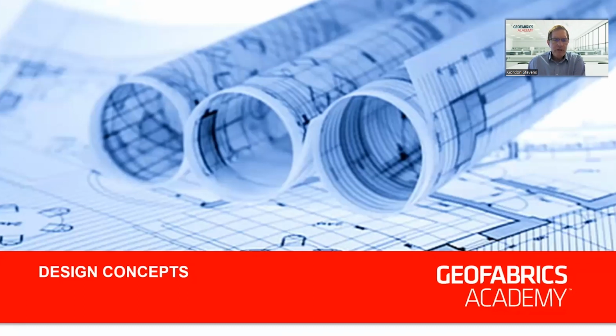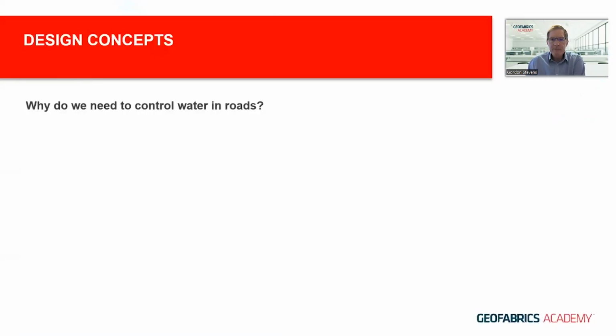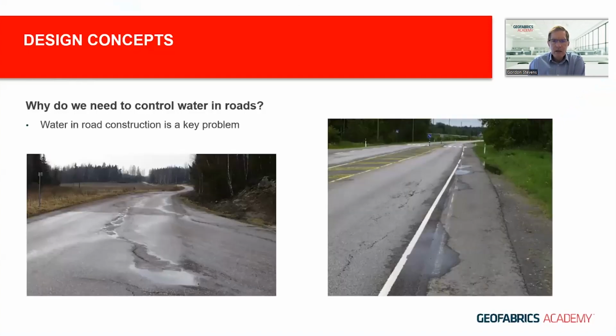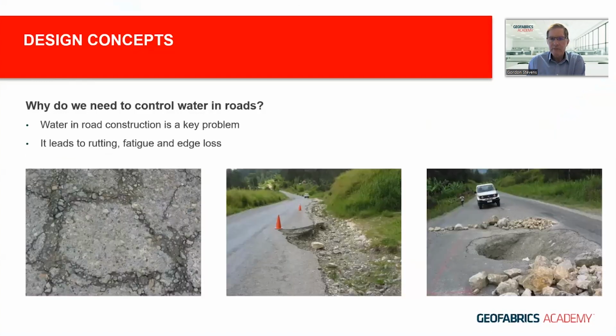So moving on to design concepts. And I suppose the key question is, why do we need to control water in roads? Here we can see water entering the road through cracked surfaces and through edge joints. And this is nothing new. You can drive after rain events in Australia and New Zealand, and you'll see very similar situations.